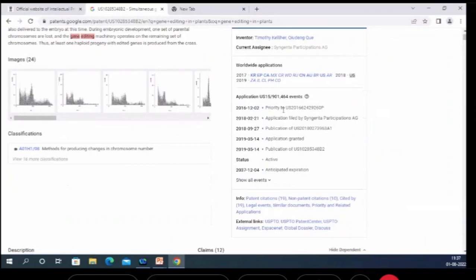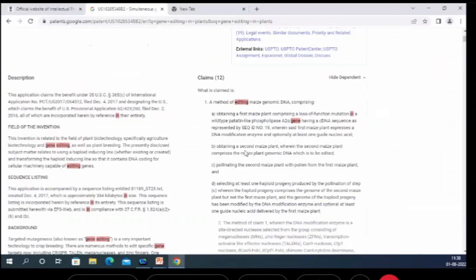The application is filed on this date, by Syngenta participations. This application was published on 27/9/2018, and it was granted on 14/5/2019. The anticipated expiration is 4/12/2037. So these are the claims.